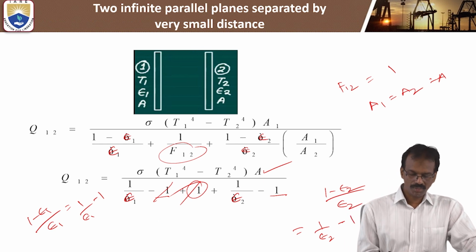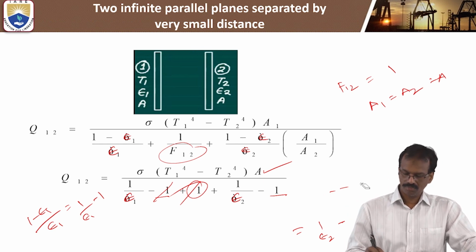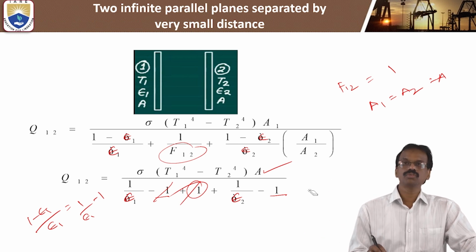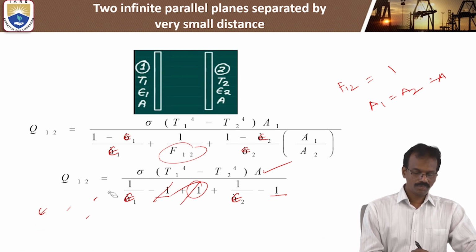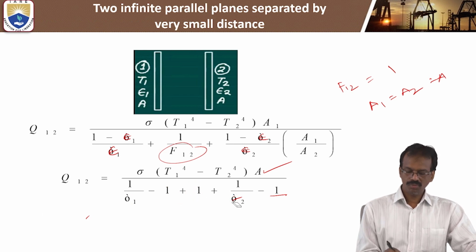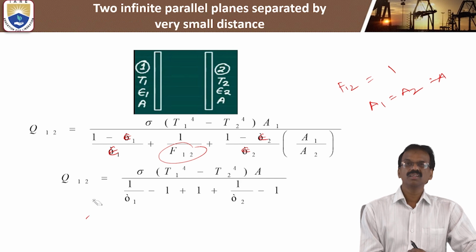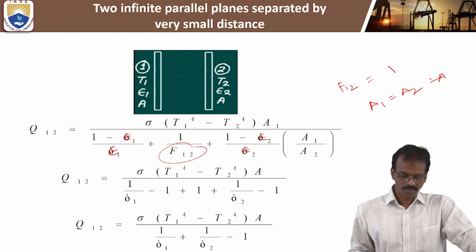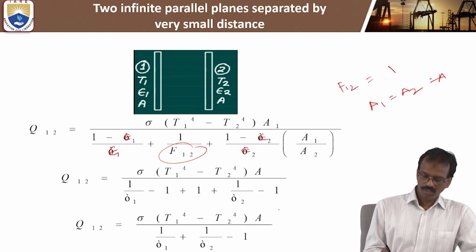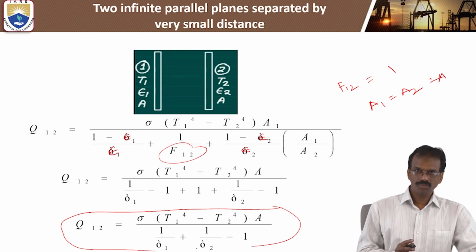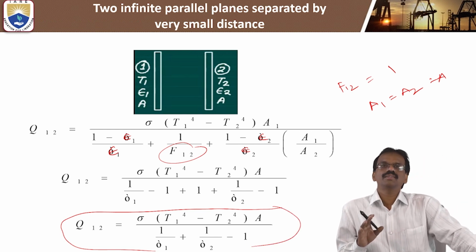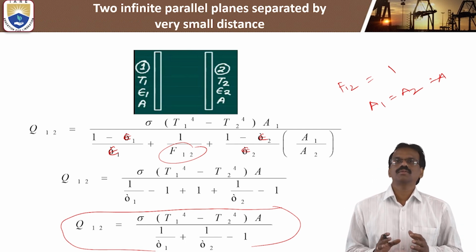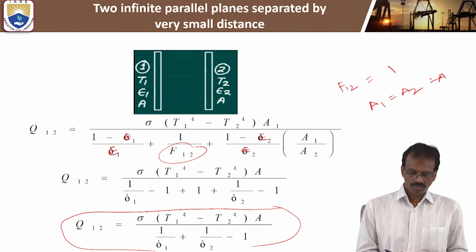Then you can see the final formula: Q12 is equal to sigma A into (T1 to the power of 4 minus T2 to the power of 4) divided by (1 by epsilon 1 plus 1 by epsilon 2 minus 1). So this is the formula. If you want to find the radiation heat exchange between two infinite parallel planes, then you can use this formula with epsilon 1 and epsilon 2.